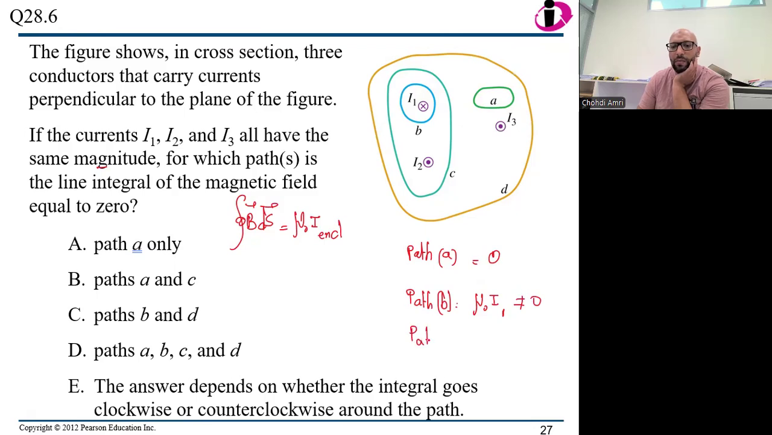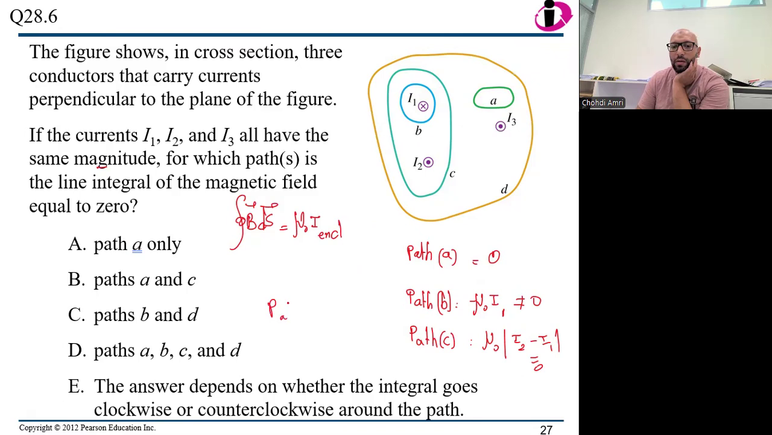For path C, mu naught, we are enclosing I1 and I2. Let's say I1 and I2 out of the page, minus I1 into the page. However, I1 is equal to I2 in magnitude, so it's 0. Here we can say it's negative because it's into the page.